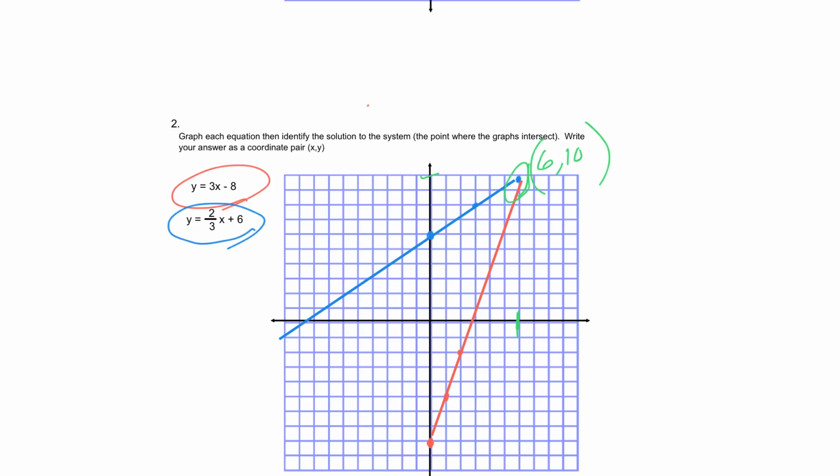Plug in 6 into both equations, make sure that it actually works. And in the first equation, 3 times 6, 18, minus 8 is 10. And in the second one, 2/3 of 6, that's going to be 4, plus 6 more, still 10. So my answer is 6, 10.